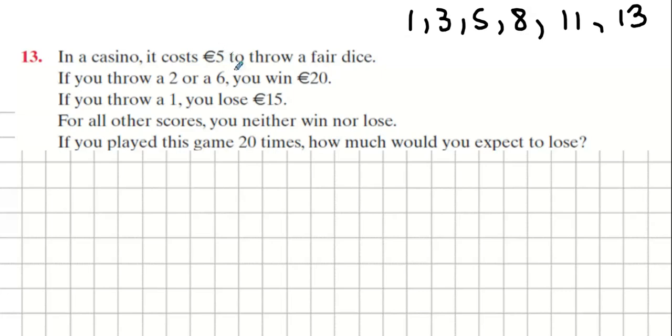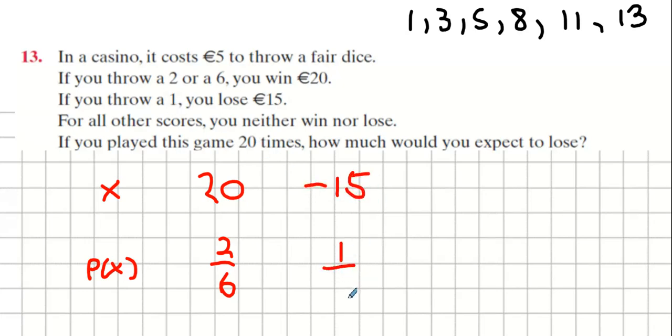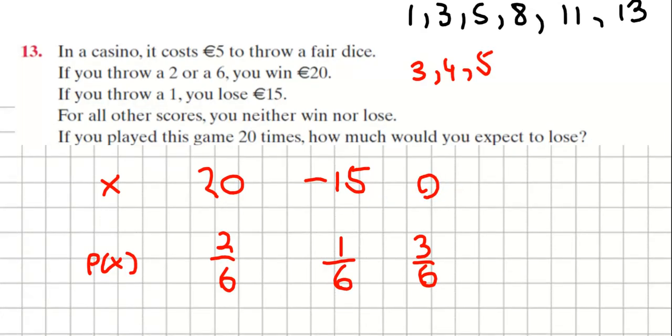It costs you €5 to play the game. If you throw a 2 or a 6, you win €20. So €20 has a 2 in 6 chance. X and probability of X. If you throw a 1, you lose 15. So minus 15 has a 1 in 6 chance. For all other scores, so all other scores would be 3, 4, and 5, aren't they? Which is half the dice. And you do nothing, you just get a 0. Is that right?